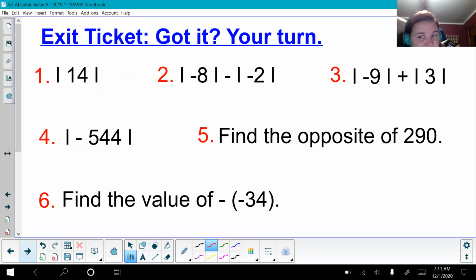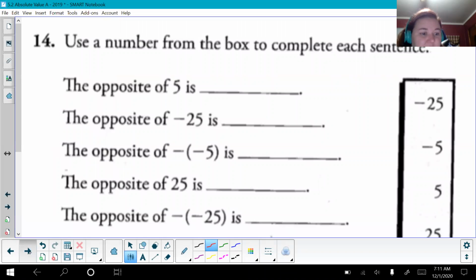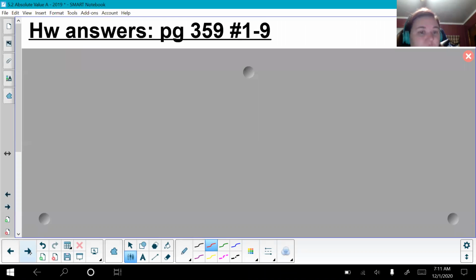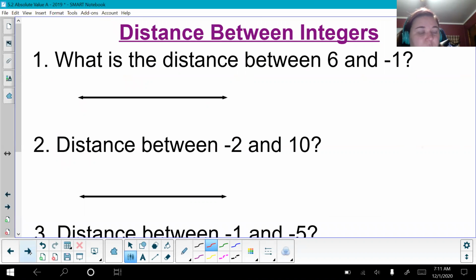I had some practice problems, but I'm going to skip over that because I do need to go over just a few word problems. Okay. And this is a part that is really, really important.